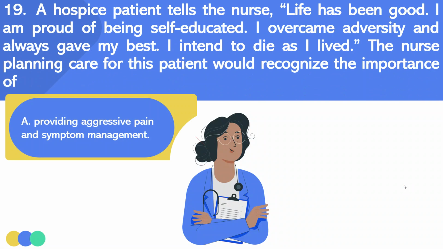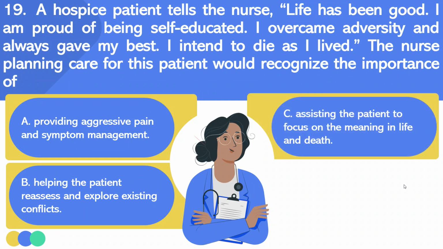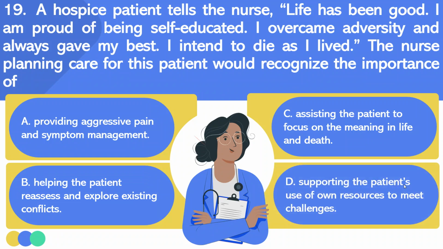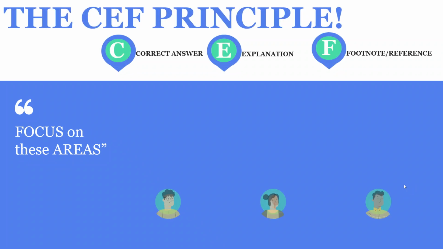Providing aggressive pain and symptom management. B. Helping the patient reassess and explore existing conflicts. C. Assisting the patient to focus on the meaning in life and death. Or D. Supporting the patient's use of own resources to meet challenges. Of course, the patient whose intrinsic strength and endurance have been a hallmark often wishes to approach dying by staying optimistic and in control. Then helping such patients use their own resources to meet challenges would be considered the most therapeutic in this aspect. 19, the answer is letter D.